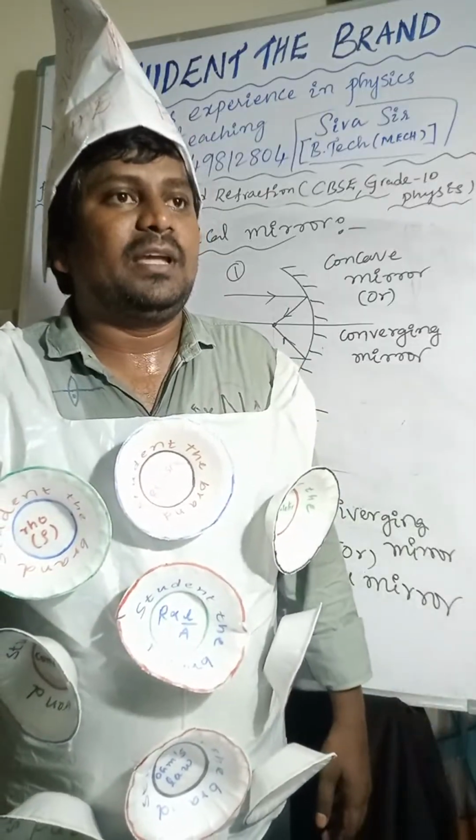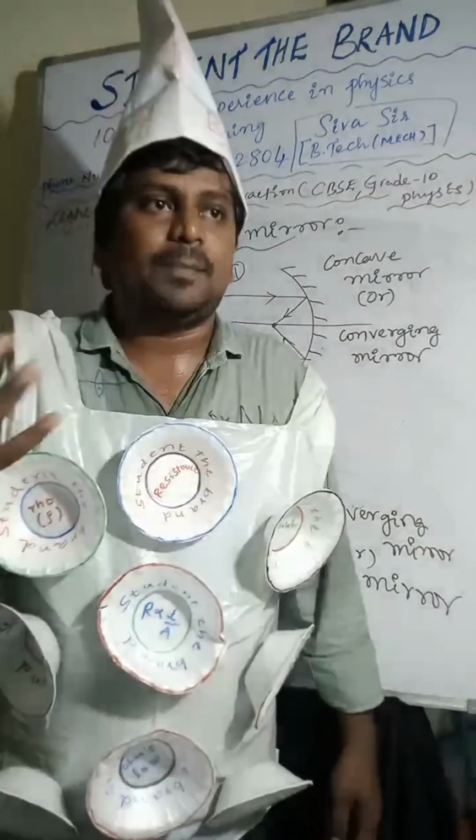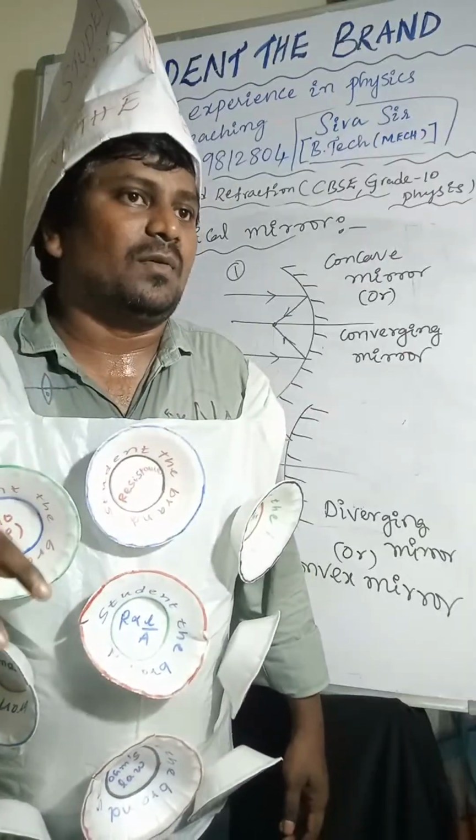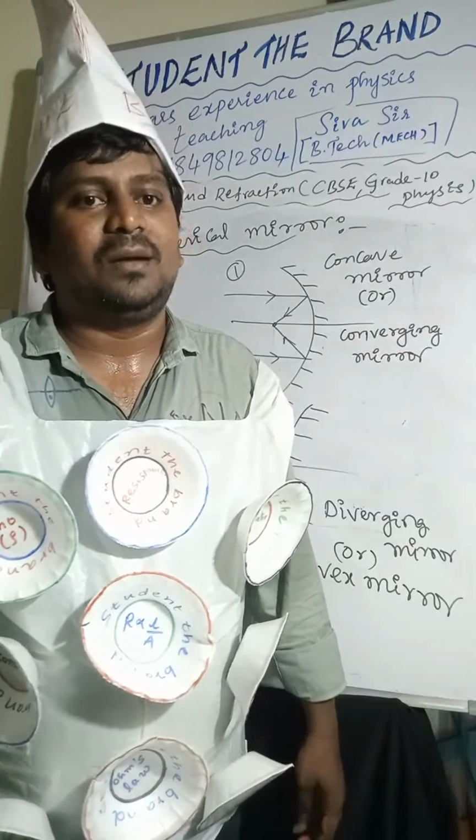And next, one more thing, overloading. When high voltage appliances are on at a time, a heavy amount of current will be drawn from the mains. So that is overloading. I hope it is completed.